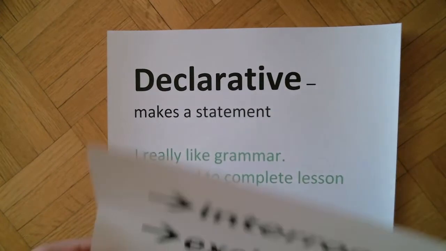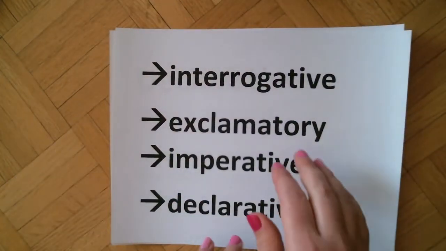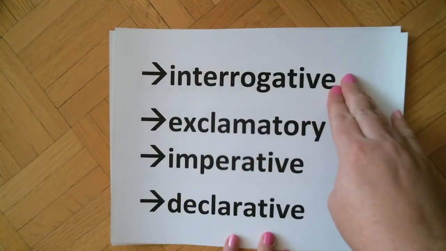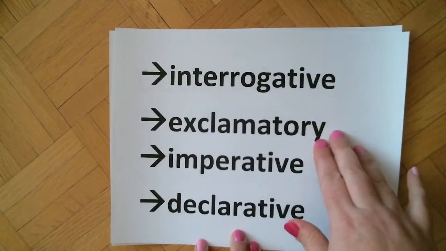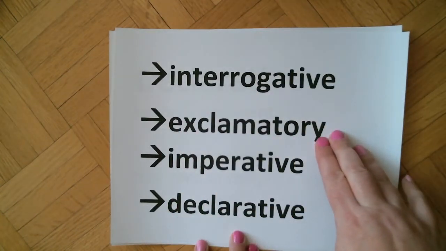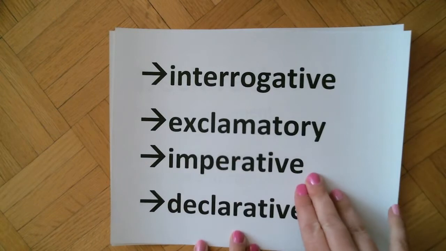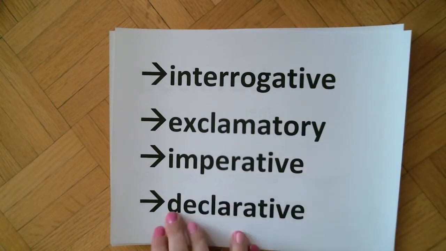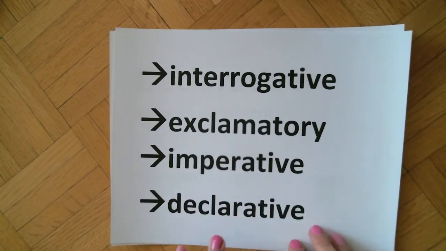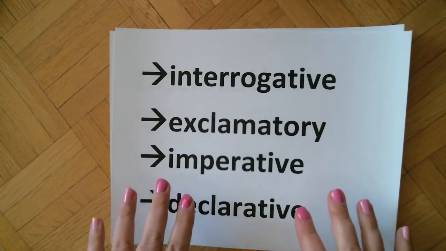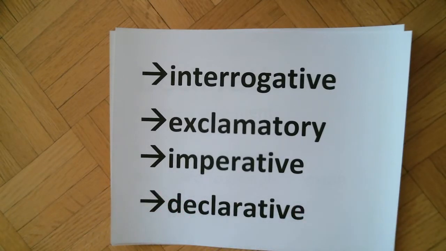Remember this order again. If it ends with a question mark, we've got an interrogative sentence. If it ends with an exclamation mark, we probably have an exclamatory sentence. If it's giving an instruction, we have an imperative. Otherwise, we have a declarative sentence. That's why this order is very helpful to use when you're deciding what kind of sentence it is.